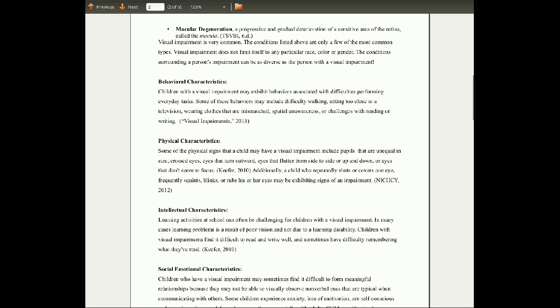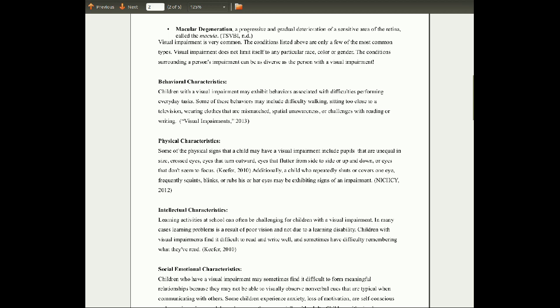Behavioral characteristics of someone with a visual impairment, especially in children. Children with visual impairment may exhibit behaviors associated with difficulties performing everyday tasks. So some of these tasks, such as walking, or watching TV, or putting on clothes, children with a visual impairment may experience difficulty in walking, maybe stumbling around, or you might see them just very carefully, maybe feeling their way around. Sitting too close to the TV, that would be a good indication that there's a visual impairment or some sort of condition causing an impairment.